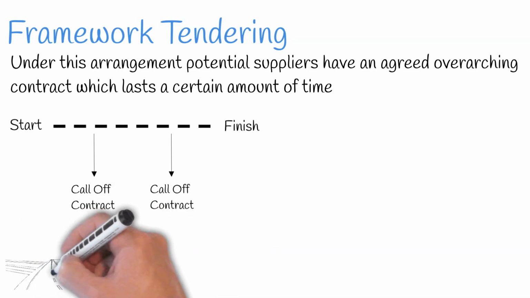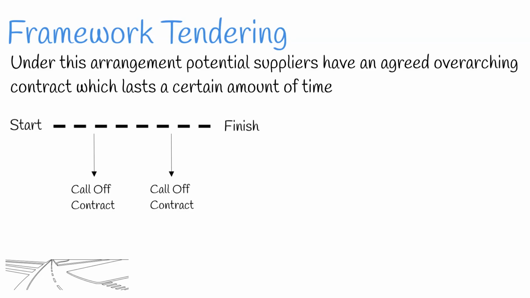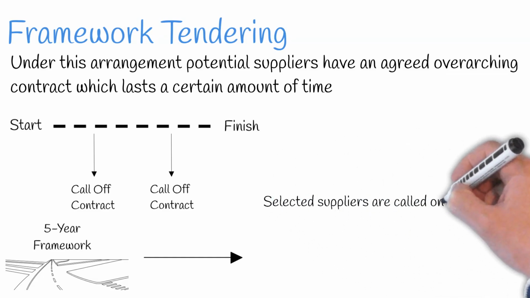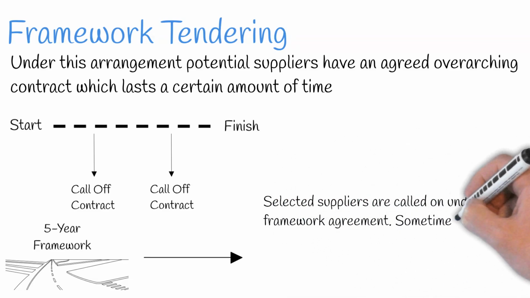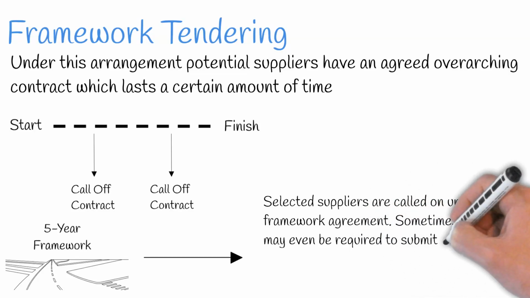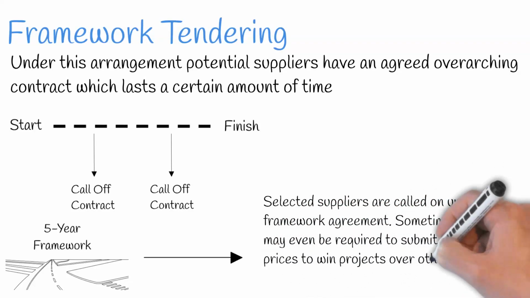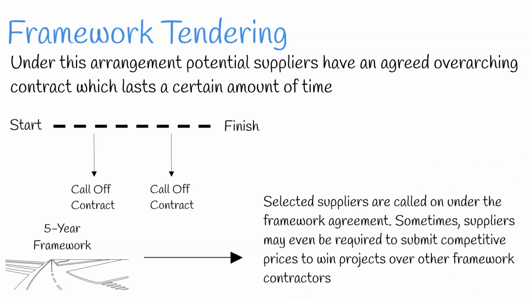For example, let's say you work for a client who is responsible for maintaining the highways in a region for the next 5 years. During this time, there's likely going to be many projects encompassing the different elements of maintaining the assets. Rather than going through a full tender process for each smaller project, under this agreement, you can call on selected suppliers under the framework agreement to carry out the works. Sometimes, suppliers under the framework may even be required to submit competitive prices to win projects over other framework contractors.